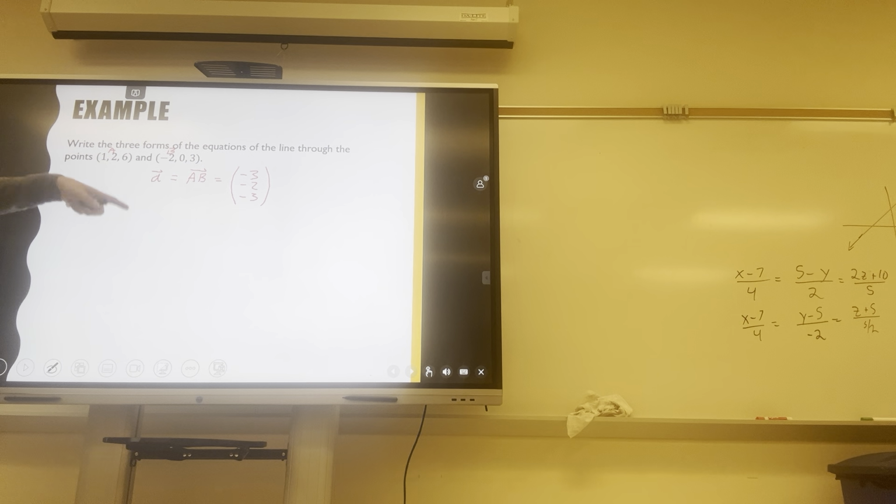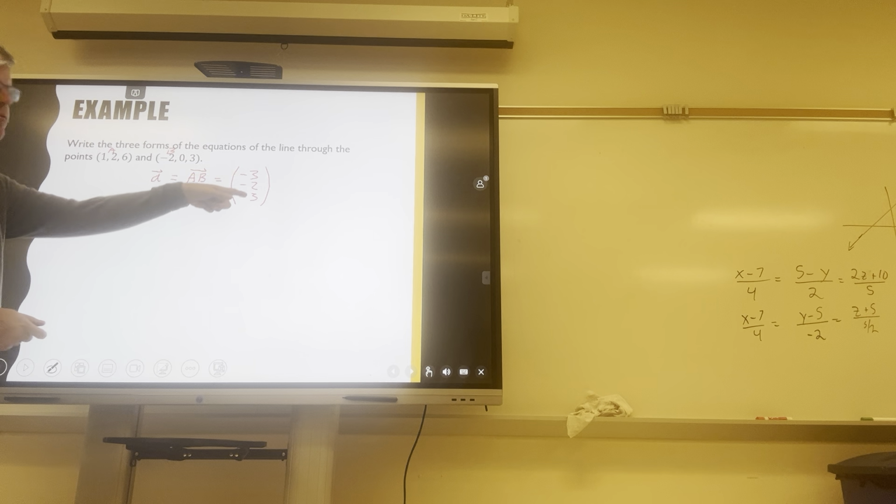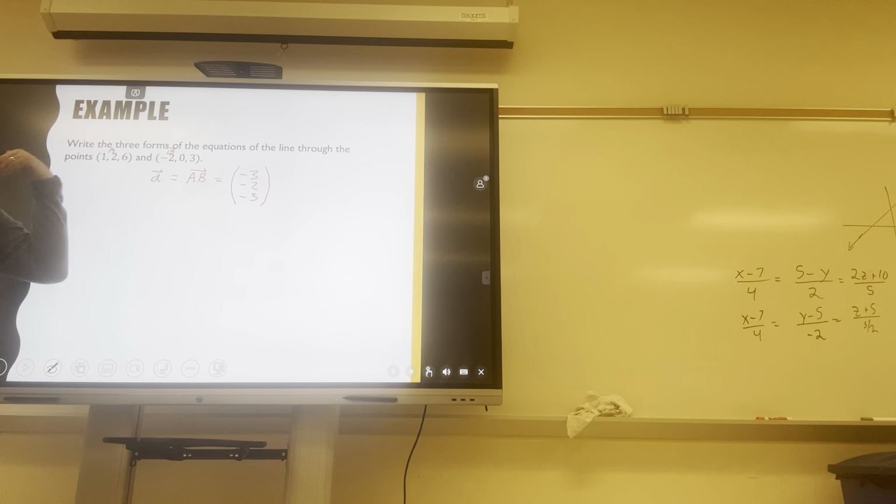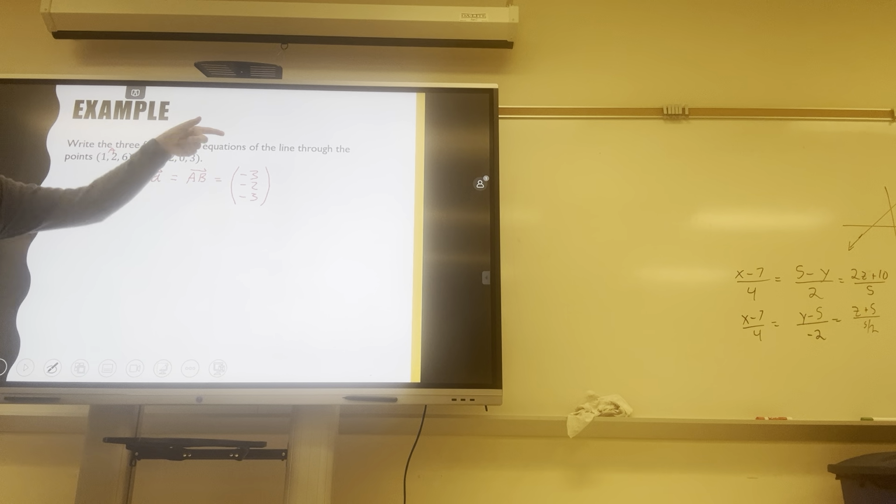Now, if you don't like those negatives, 3, 2, 3 is also valid, right? Any scalar multiple of your direction vector is valid as a direction vector. So I can use that, I can use the negatives. If this had been 3, 6, 3, I can take the 3's out and use 1, 2, 1 instead of 3, 6, 3, right? That would be fine too.